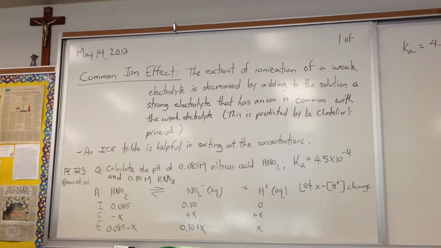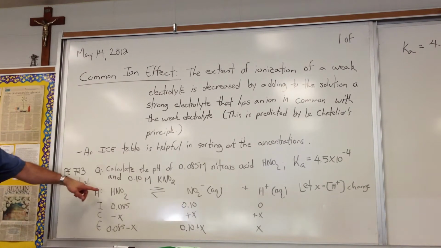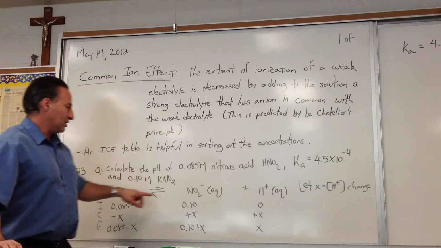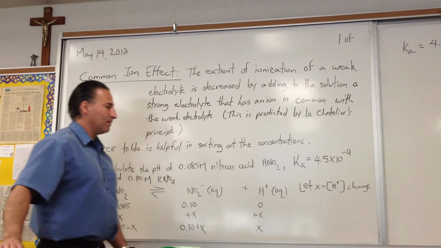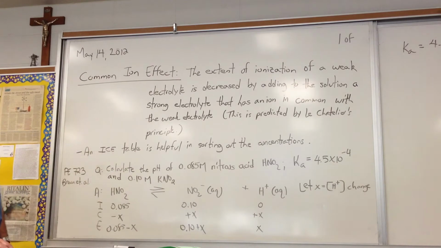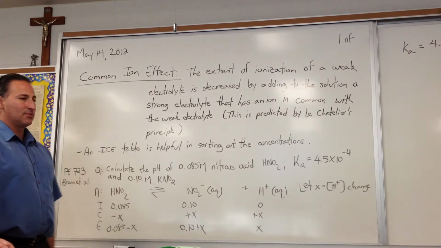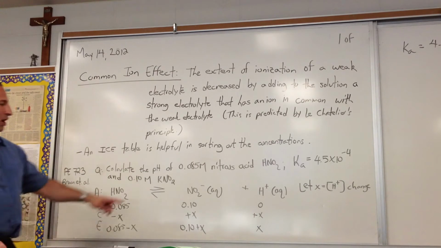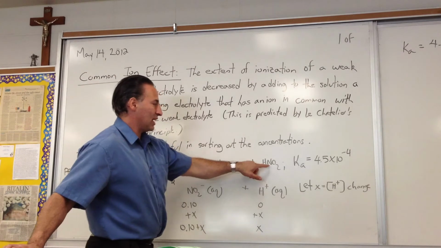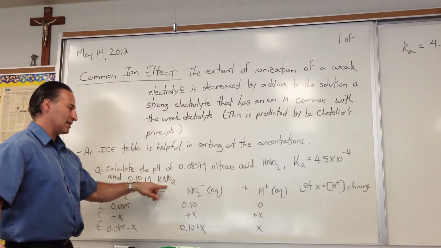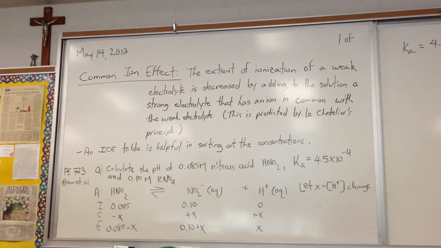electrolyte. To give you an example, we show a calculation where nitrous acid, which dissociates into the nitrite anion and the proton, is mixed with potassium nitrite. So now the common ion is the nitrite anion. There's nitrite coming from the nitrous acid, and there's nitrite coming from the potassium nitrite. That's going to have an effect on the equilibrium.